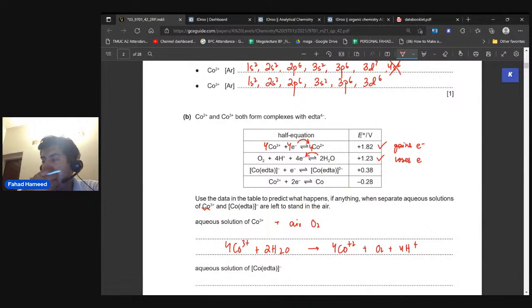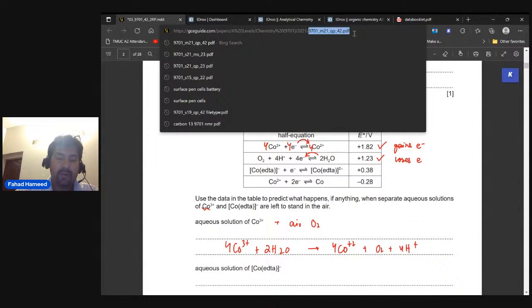So again, based on what the data booklet is suggesting, I don't think there's any reaction that's happening. It's happening with water, but if anything, when separate aqueous solutions of cobalt are left to stand, it is an aqueous solution, so it will react with the water though. But let me just quickly refer to the marking scheme as well. This is M21, question paper 2-1.